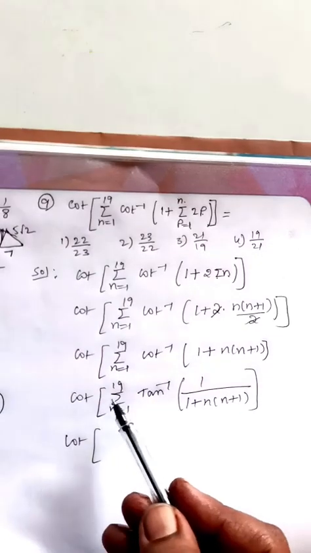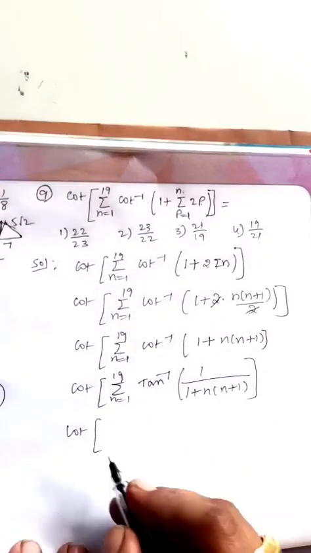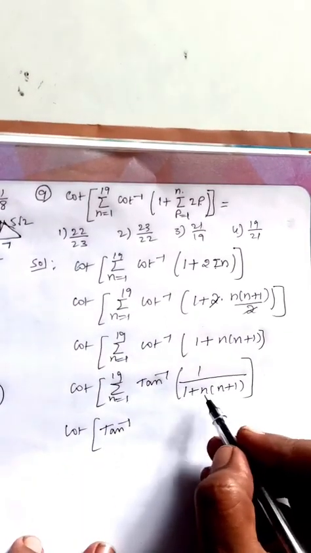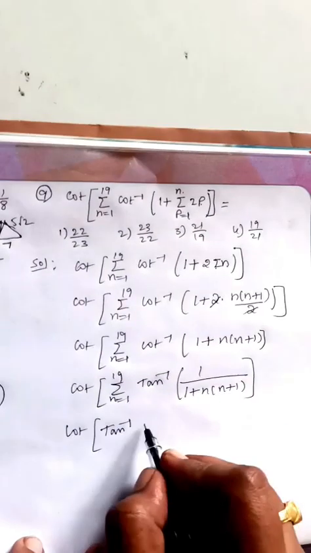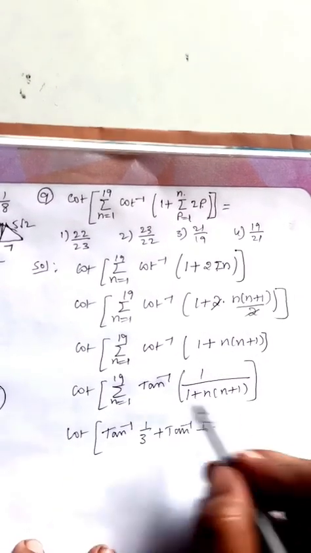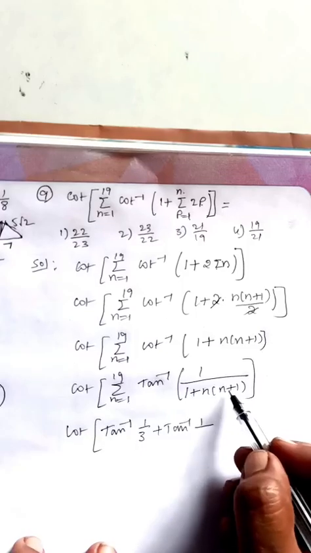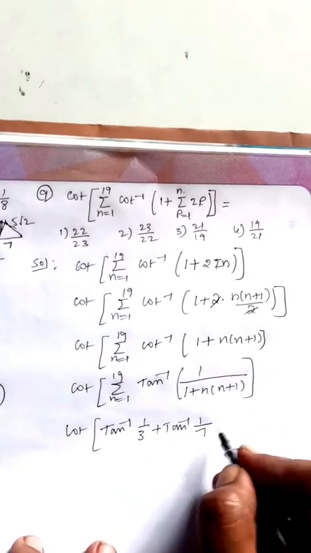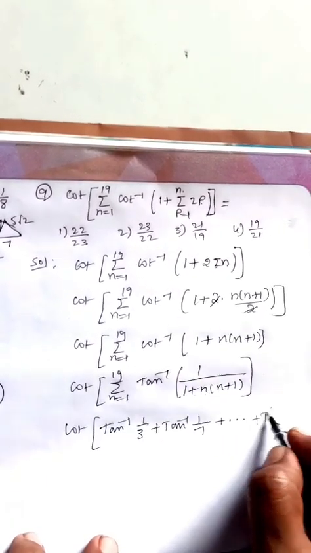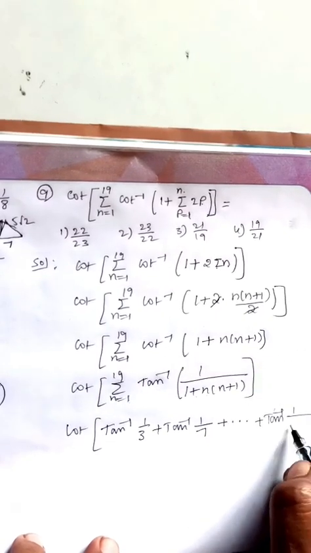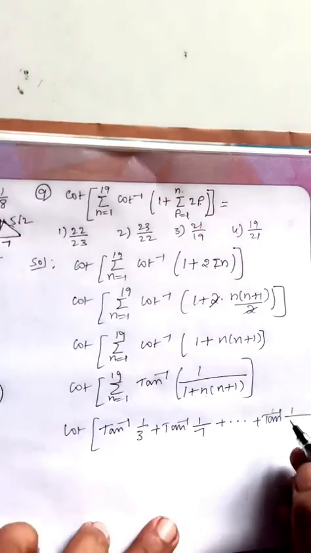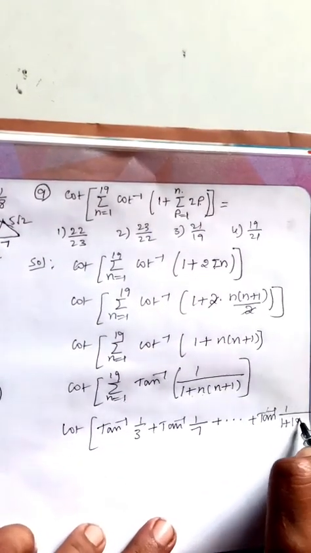Sigma means sum of the series. N equal to 1: if n is 1, 1 by 1 plus 1 plus 1, that is 1 by 3, plus tan inverse 1 by, if you substitute 2 in the place of n, 2 plus 1 is 3, 3 2s are 6, 6 plus 1 is 7, plus so on. The last one is 19: tan inverse 1 by 1 plus 19 into 20, 19 plus 1 is 20.